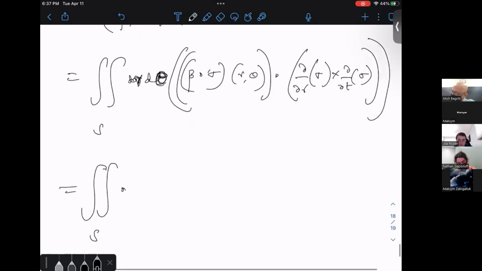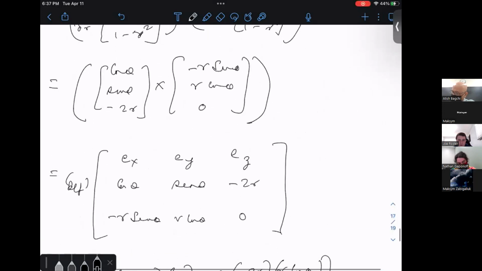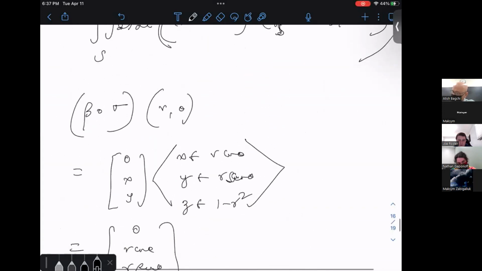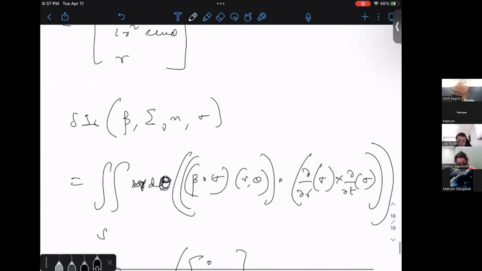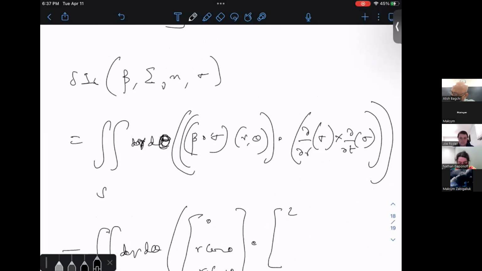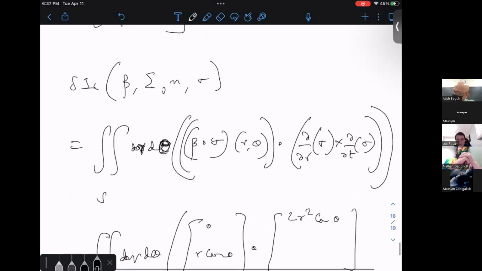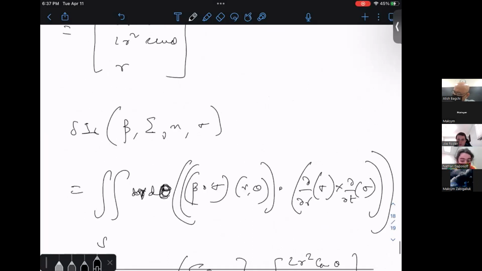So now dr d theta, beta composed with sigma. Well, how much was that? I have forgotten. (0, r cosine theta, r sine theta), right? Yeah, I think that's what it is. And dot, now this was (2r squared cosine theta, 2r squared sine theta, and r).